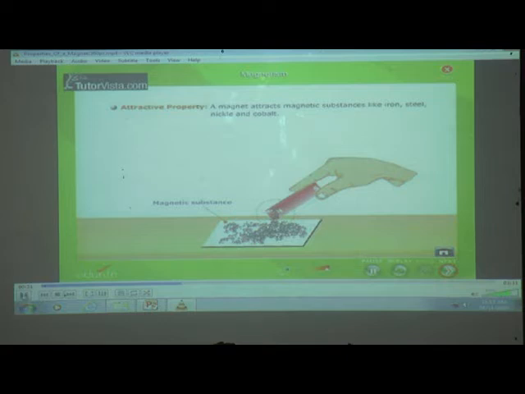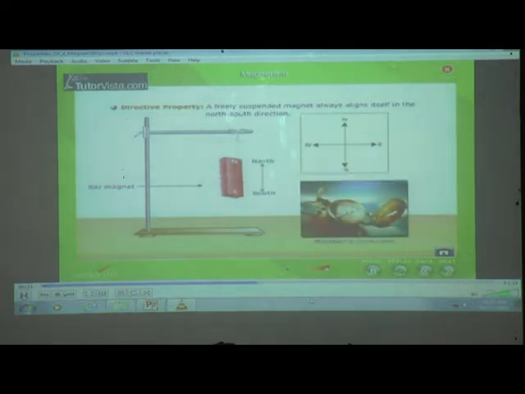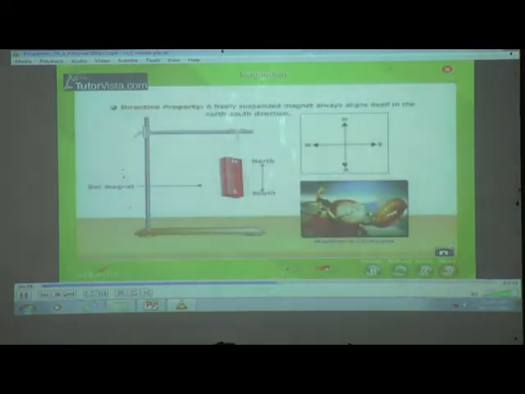Now next one, directive property. A freely suspended magnet always aligns itself in the north-south direction. This property is used in the construction of the Mariner's compass. See, this is the second property, what is it? Directive property. Okay, so what is the directive property? A freely suspended magnet always aligns itself in the north-south direction.